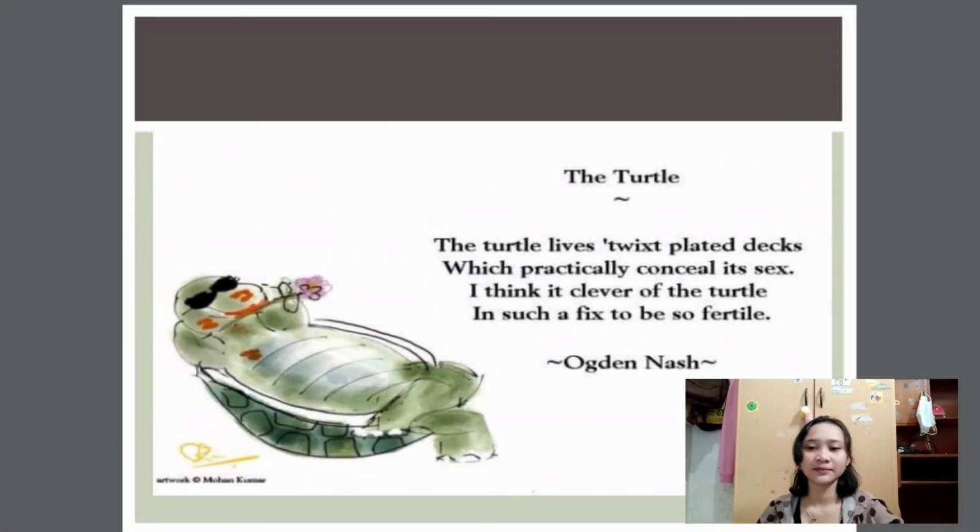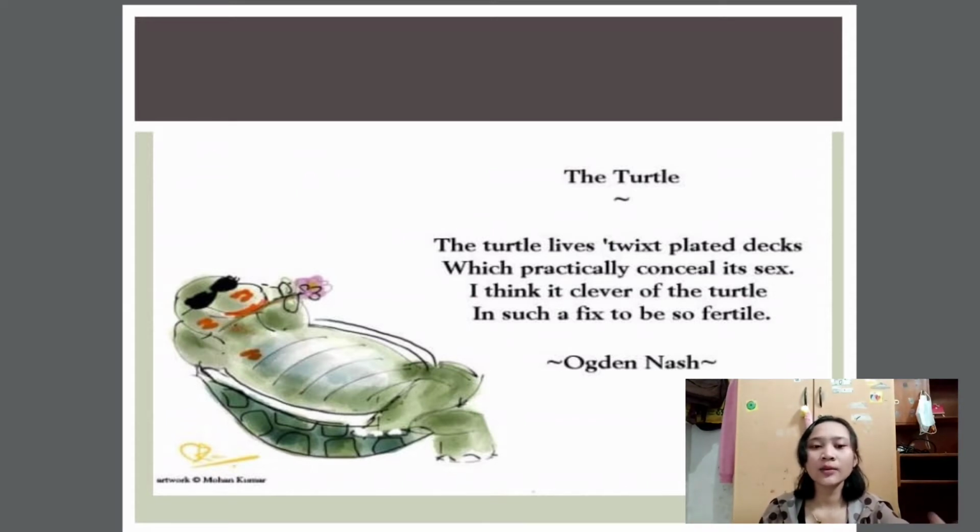Poem: The Turtle. The turtle lives twixt plated decks which practically conceal its sex. I think it clever of the turtle in such a fix to be so fertile. By Ogden Nash.